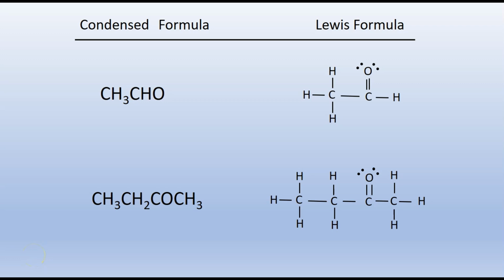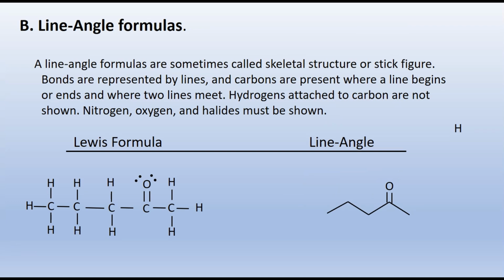Here's where we ended last time we met. Line angle formulas. Line angle formulas are sometimes called skeletal structure or stick figures. Bonds are represented by lines, and carbons are present where a line begins or ends and where two lines meet. Hydrogens attached to a carbon are not shown. Hydrogen, oxygen, and halides must be shown.